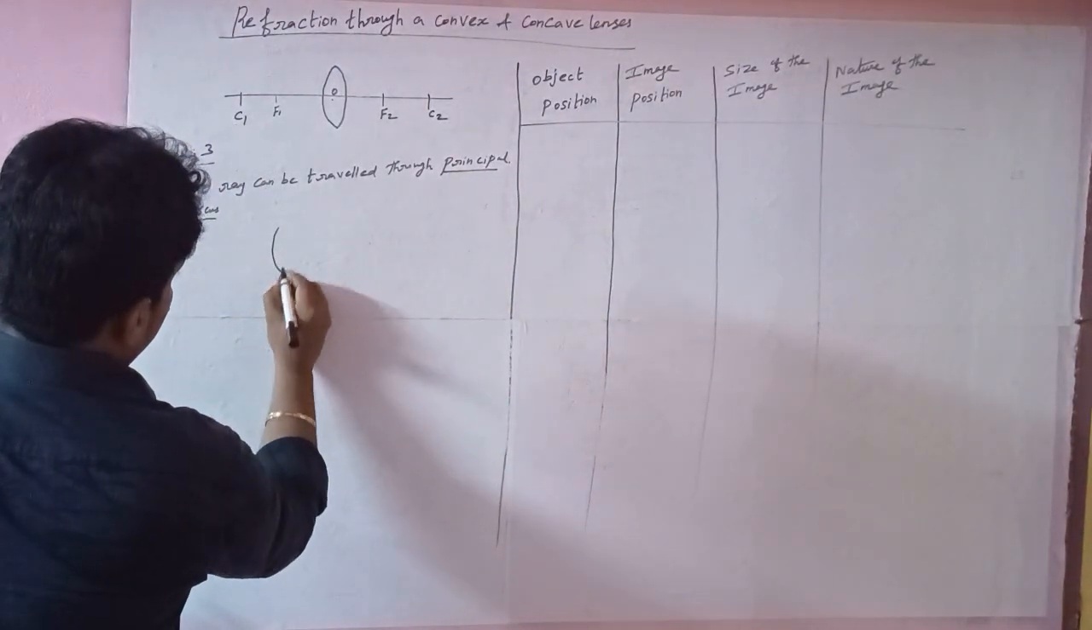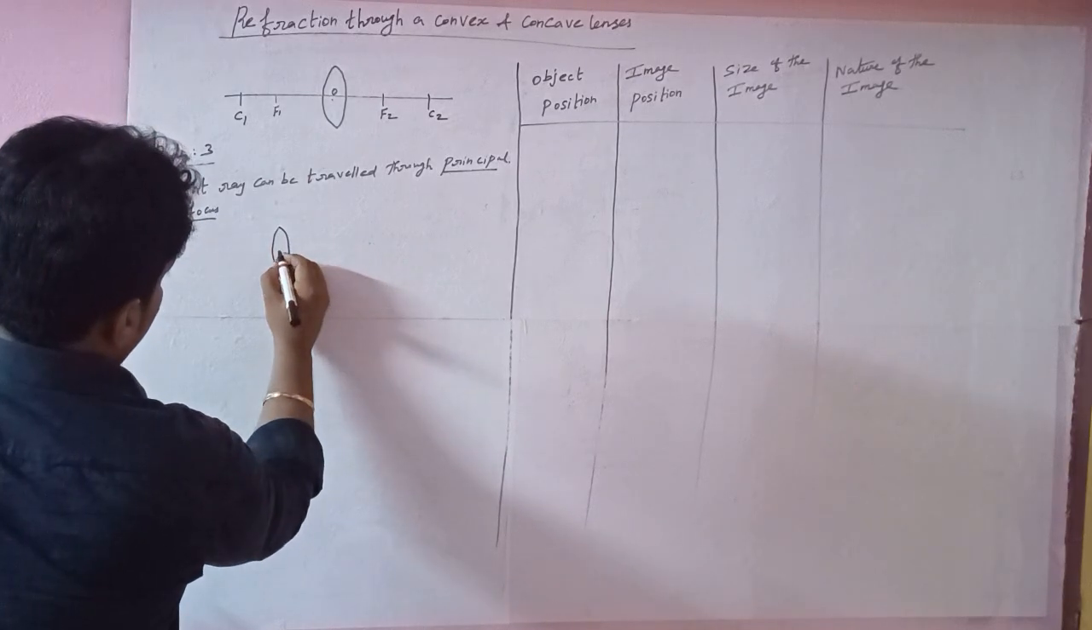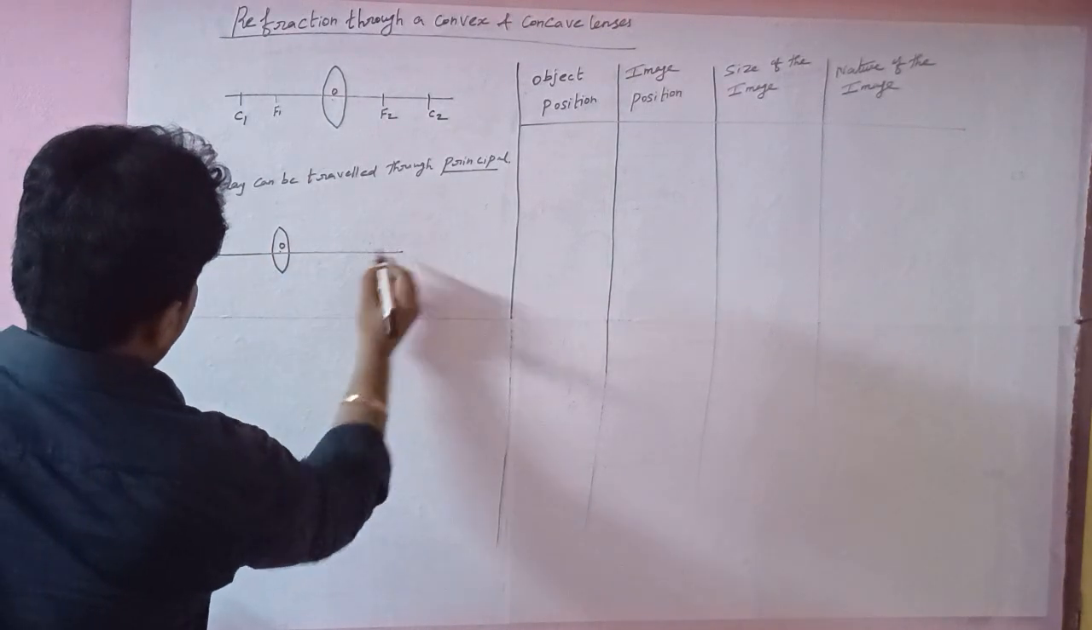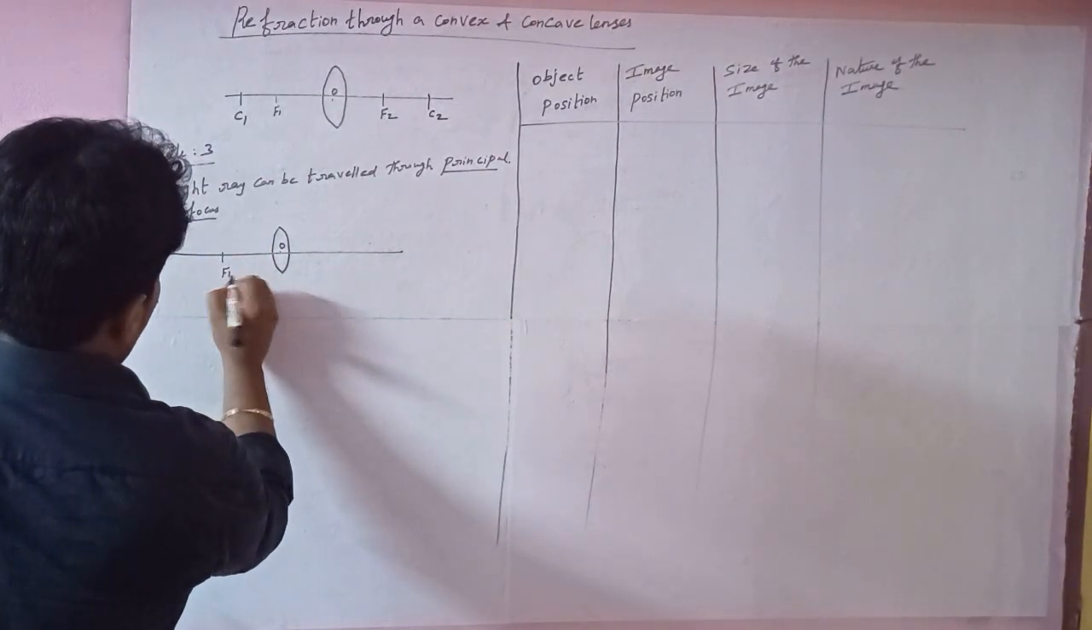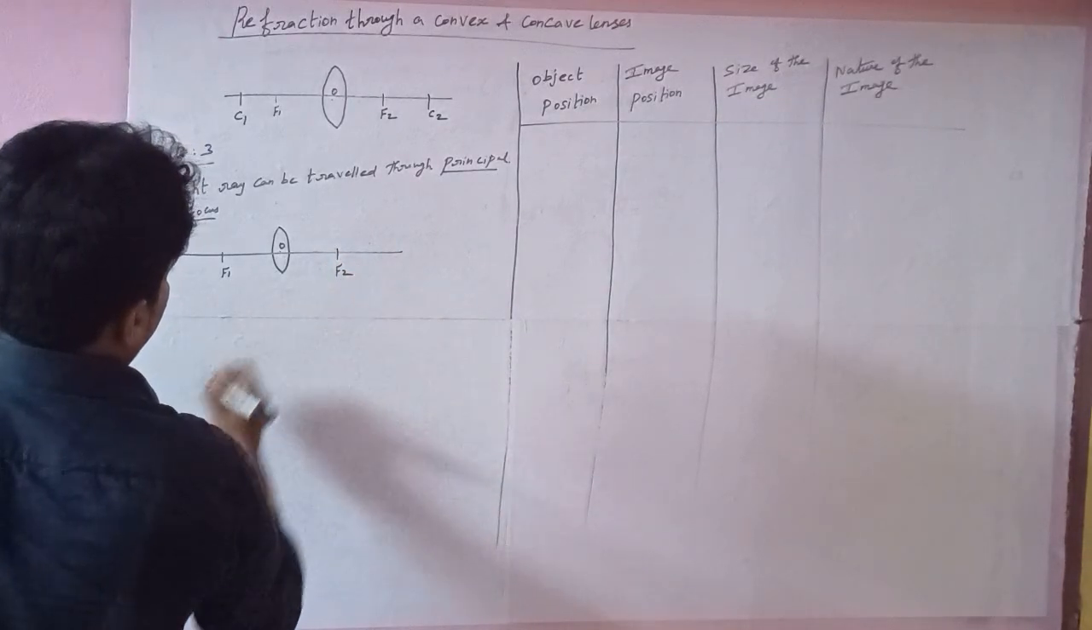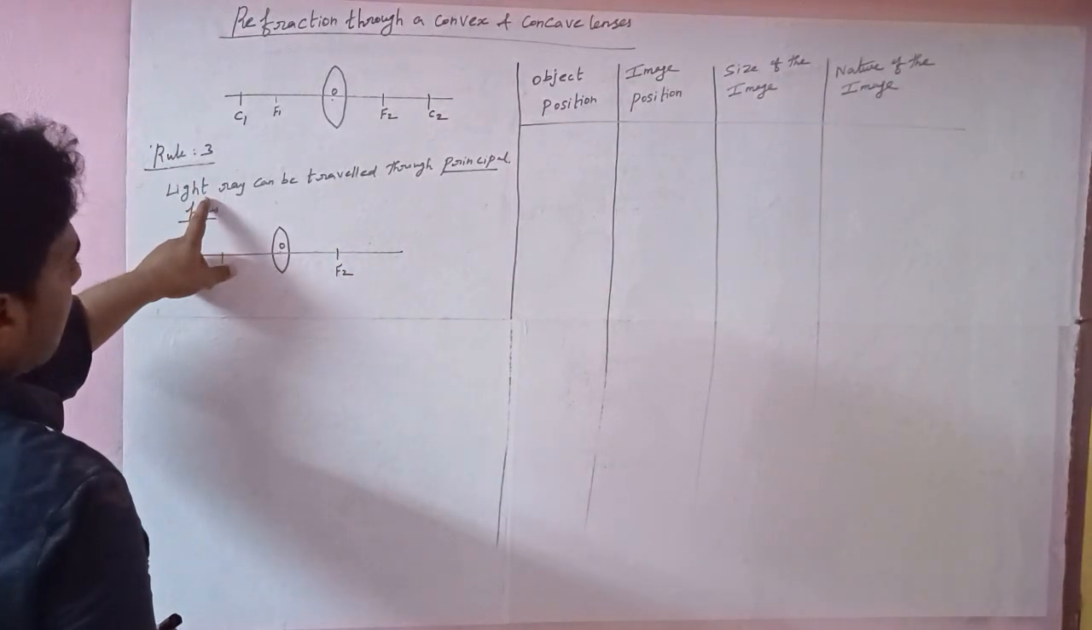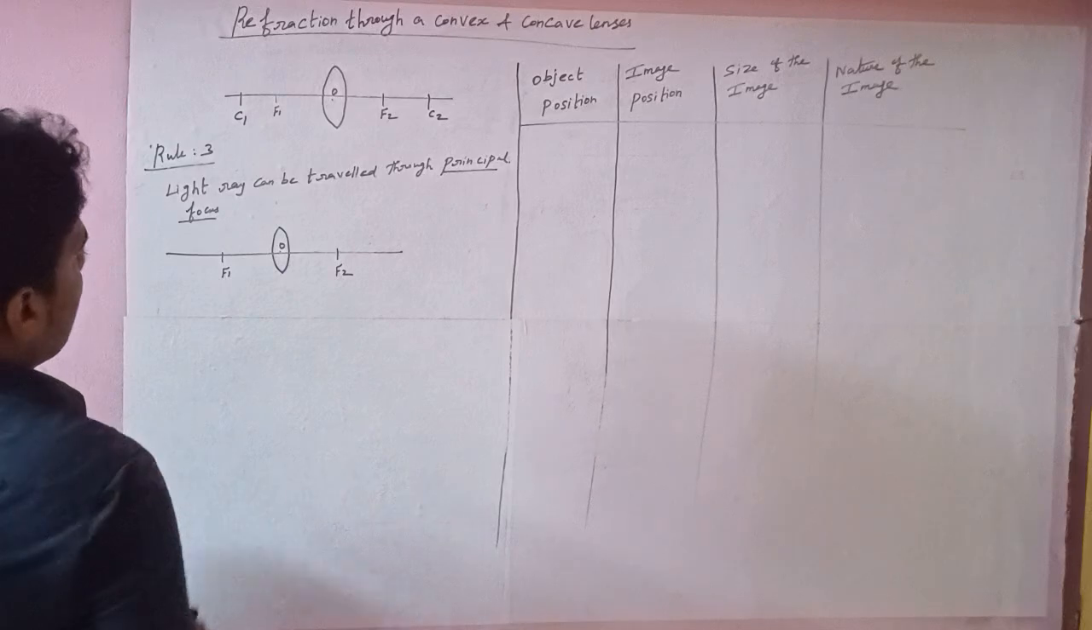For example, this is a convex lens. O is the optic center. This is the principal axis. F1 is the object, and F2 is the image. Okay, so read the condition. The light ray can travel through the principal focus.